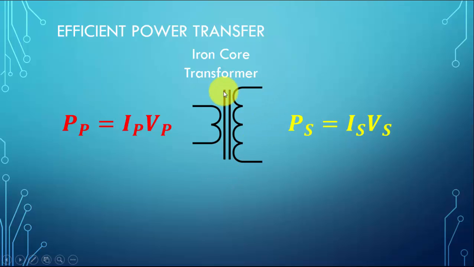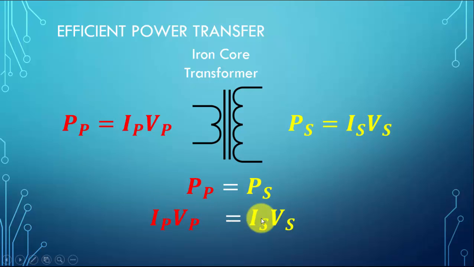Now, the transformer is a passive device, so it does not require power to make it work. It just requires that we have the iron core to have an efficient power transfer from the primary side to the secondary side. With efficient power transfer between the primary and secondary side, very little heat is dissipated in the transformer. In other words, we have P sub P equal to the secondary power. And substituting in for the IV relationships, we have the primary current times the primary voltage is equal to the secondary current times the secondary voltage.